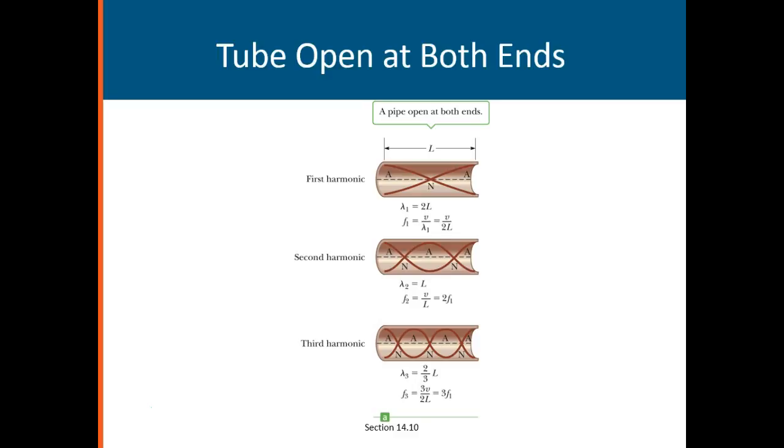There's one wavelength and half of another. So 1.5. So the frequency here is 3/2 your fundamental frequency that you have up here. 3 times half the wavelength. Okay. That's a pipe open at both ends.